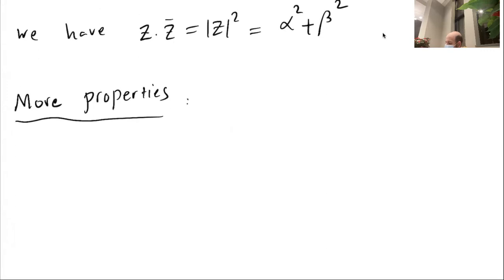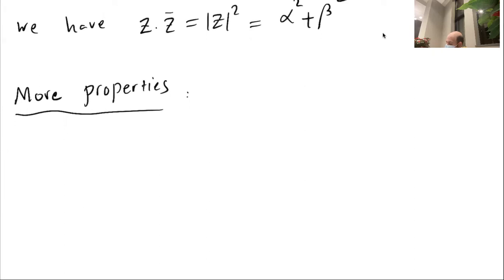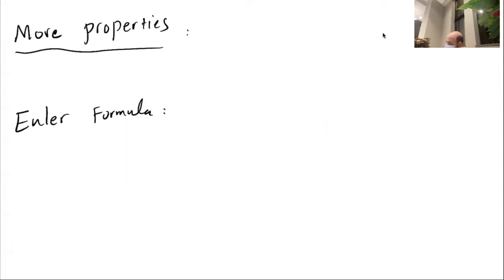So for example, Euler formula. Euler formula is a very basic and important formula in complex analysis and in the set of complex numbers. Euler formula, maybe I can call this one number 1: e to power i theta is equal to cos theta plus i sine theta.